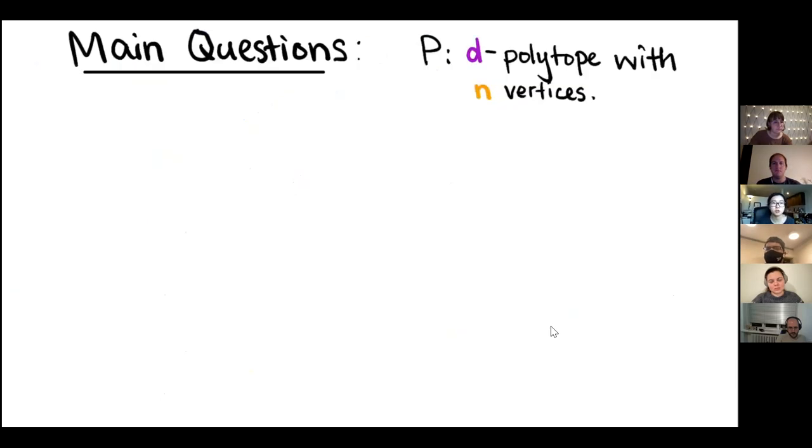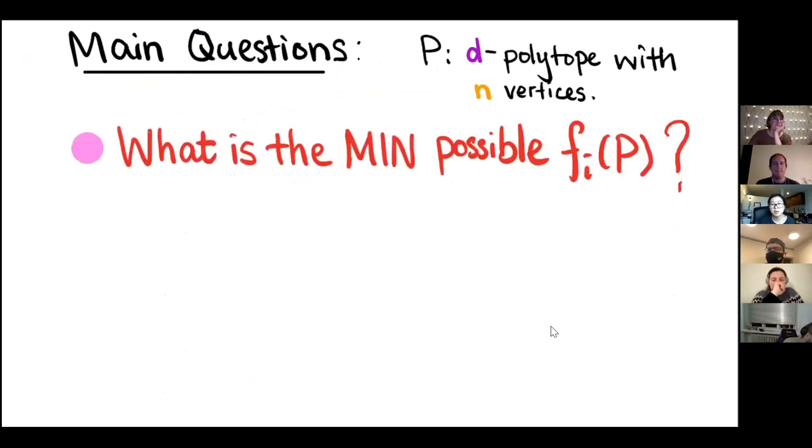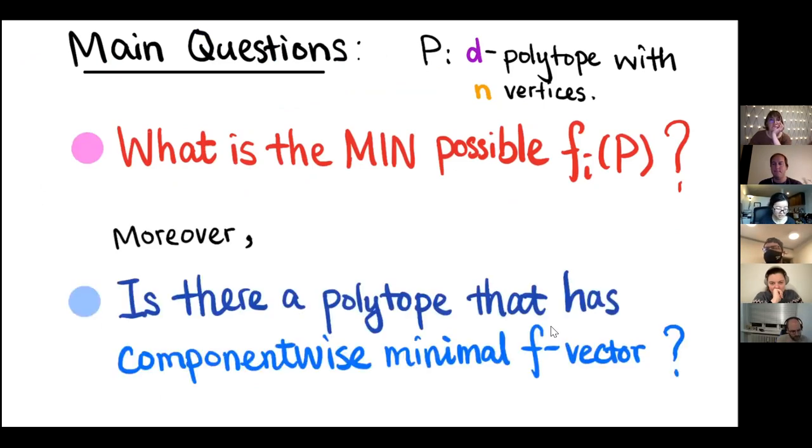So we're ready to state our main question. It's quite natural again. We fix two things: the dimension of a polytope and the number of vertices. We can ask, what is the minimal possible number of i-dimensional faces for such a polytope? And moreover, we can ask, is there just one polytope whose face vector satisfies that minimal condition in every entry? In other words, is there a polytope that has a component-wise minimal f-vector?